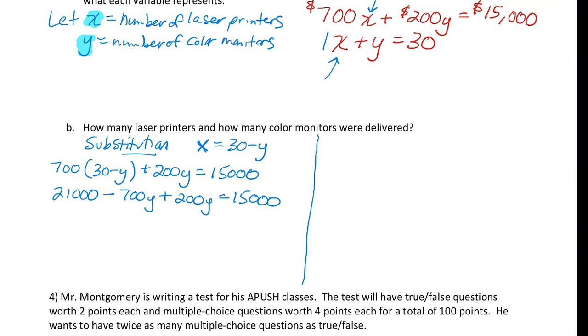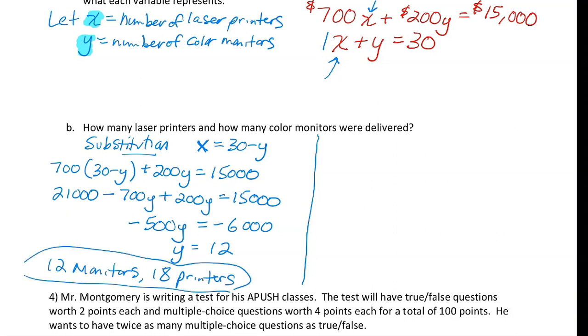Subtract 21,000 from both sides and add like terms, so that would be negative 500y equals negative 6,000. Divided by negative 500, and that would be 12. So we know there are 12 color monitors, and if it adds to 30, there must be 18 laser printers. So that's using the substitution method.